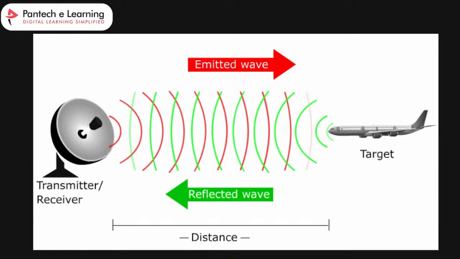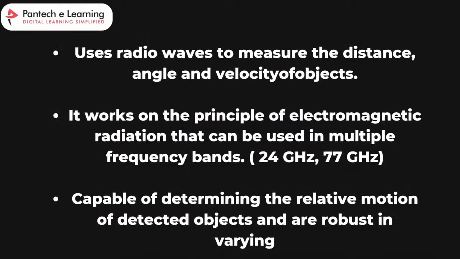It uses the invisible waves to measure how far things are, where they are and how fast they are moving. It can use different invisible waves for different jobs, like measuring at 24 gigahertz or 77 gigahertz. It's good at seeing if things are moving, and it stays strong even if things around it change a lot. So this is the main principle behind radar.